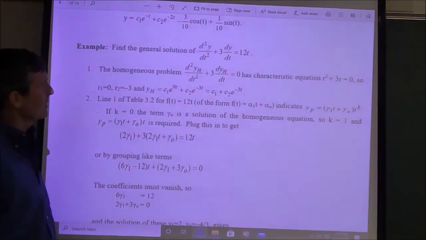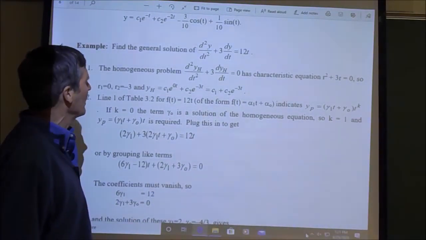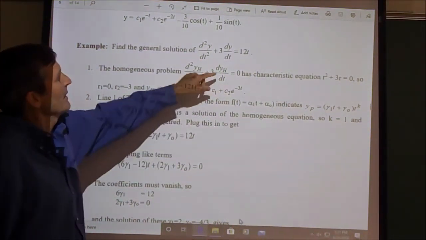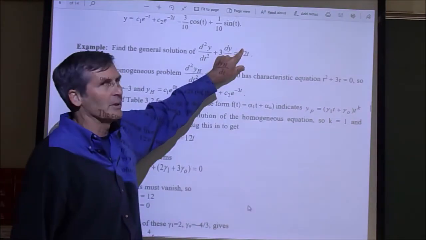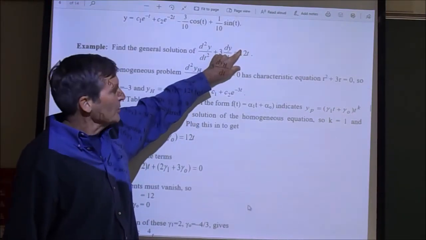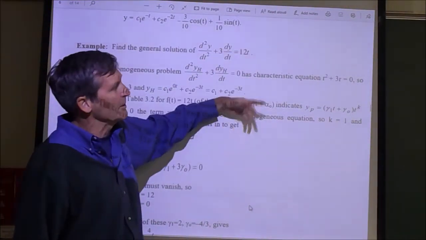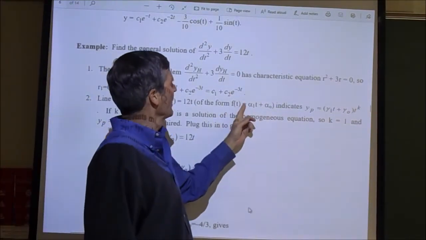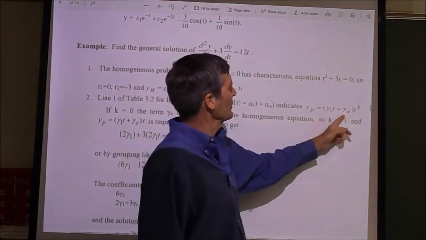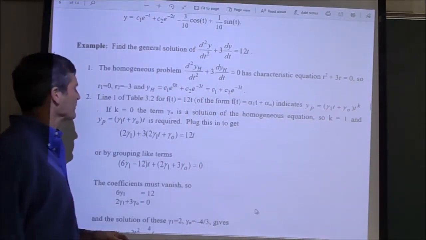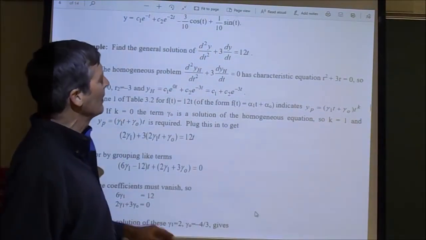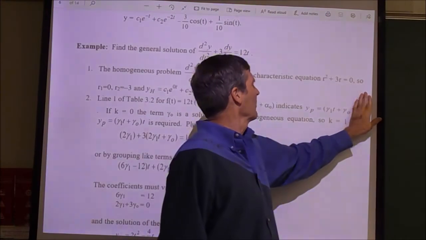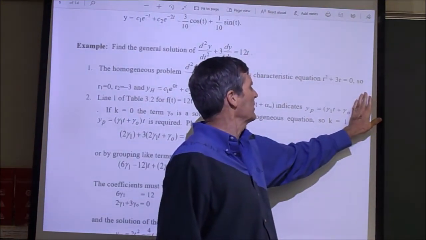Now I look at the original problem, and I look in the table, and the table says, since the right-hand side is a first-degree polynomial, I'll look for a solution that's a first-degree polynomial, possibly times a power of t. So I think of this first. Here's the right-hand side. I look for a solution in this form from the table. If k equals 0, right, t to the 0, then I'm looking for a solution gamma 1 t plus gamma 0.